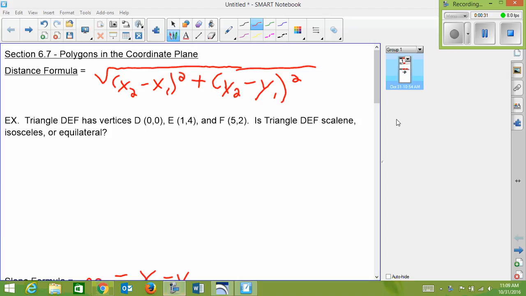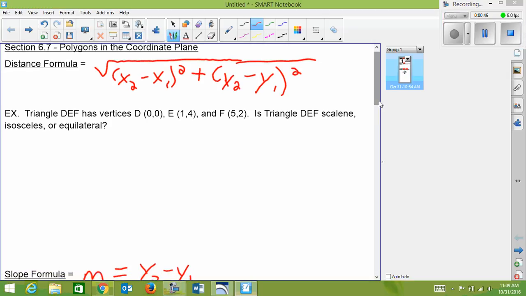Triangle DEF has vertices of D (0, 0), E (1, 4), and F (5, 2). Is triangle DEF scalene, isosceles, or equilateral? Obviously there are a couple different ways I could approach this. I could graph it and then do the distance formula, but I'm going to have to do the distance formula anyway for all three sides to see if all three are equal, if two are equal, or if none are equal. So I'm just going to go ahead and do that.